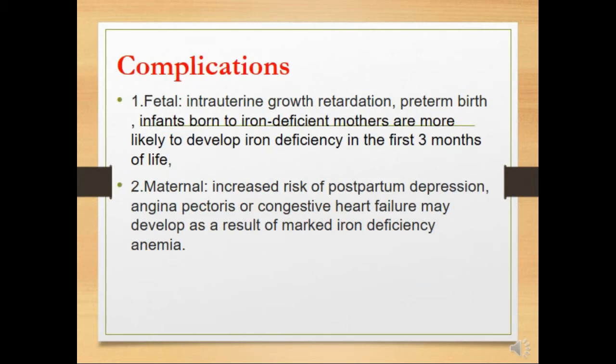Complications of iron deficiency anemia. We have fetal and maternal complications. Regarding fetal complications, we have intrauterine growth retardation and preterm birth. Infants born to iron deficient mothers are more likely to develop iron deficiency in the first 3 months of life. Regarding maternal complications, increased risk of postpartum depression, angina pectoris, or congestive heart failure may develop as a result of marked iron deficiency anemia.